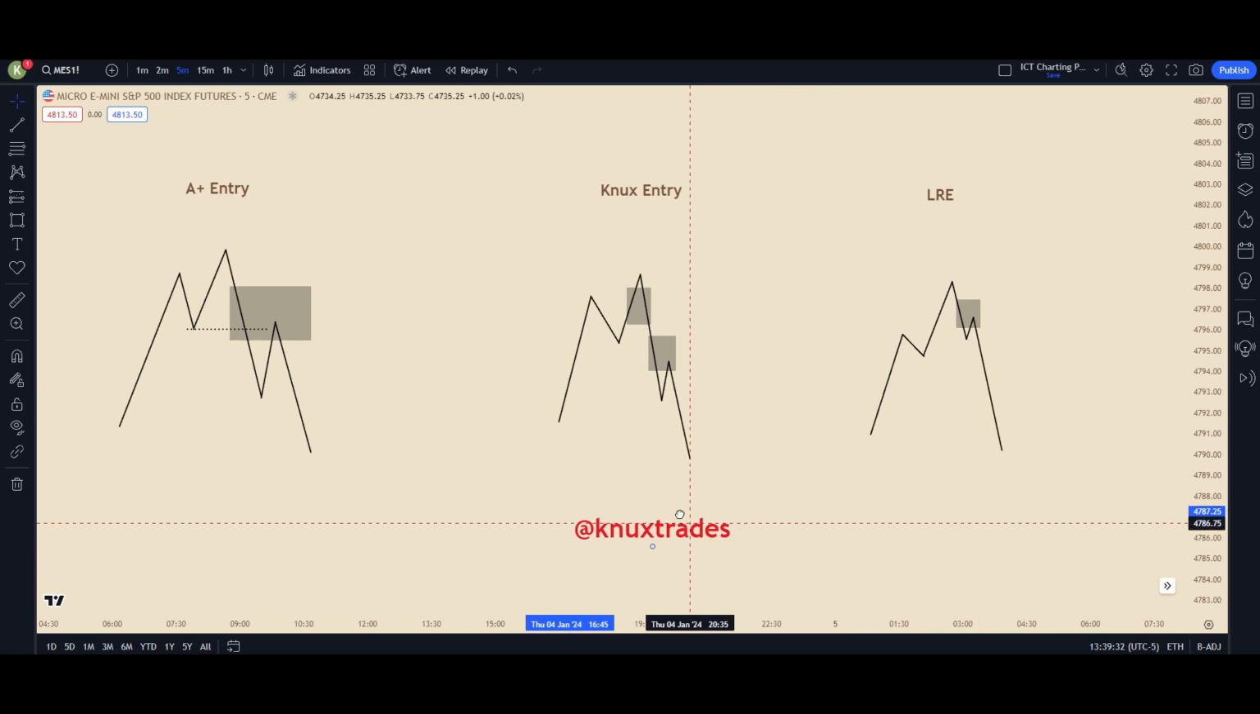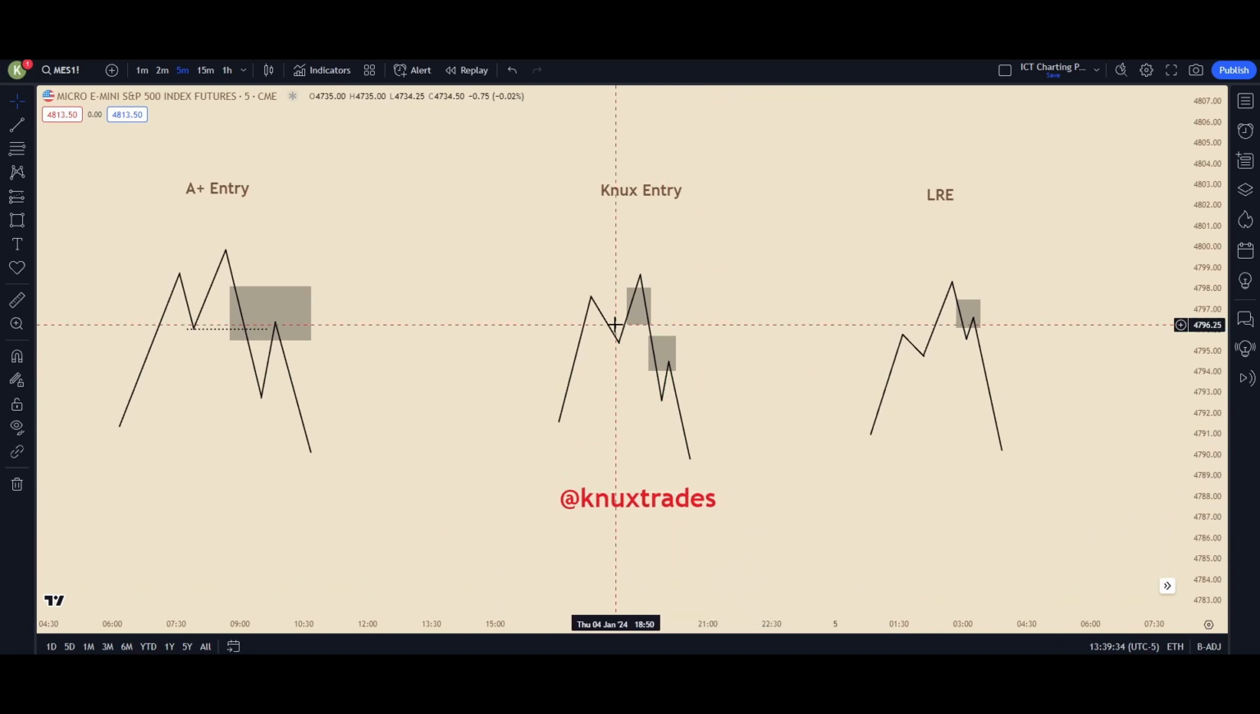So these are the 3 entry types right here. We have the A plus entry, close below a swing low, so pairing it with a market structure shift. Then we have our Nux entry, close below a fair value gap in the opposite direction that we were wanting to go, and then a less risk entry formed after. And then we have a less risk entry here, so no close below a fair value gap or a market structure shift. Now I want to dive into some quick examples here.